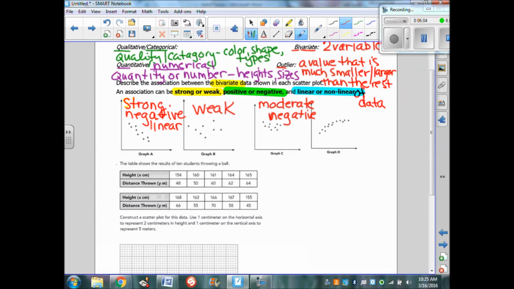Then when we look at this last graph, we ask ourselves those three questions again, strong or weak. So do those points look close together? And they do. So I would say that it's a strong relationship. And now, do they look like they're going uphill or downhill? And they definitely look like they're going uphill. So we'd say that it's positive. And then linear or nonlinear? Do they look like they're forming a line, or more like they're forming a curve? And I would say that they look like they're more forming a curve, so we're going to say that they're nonlinear.